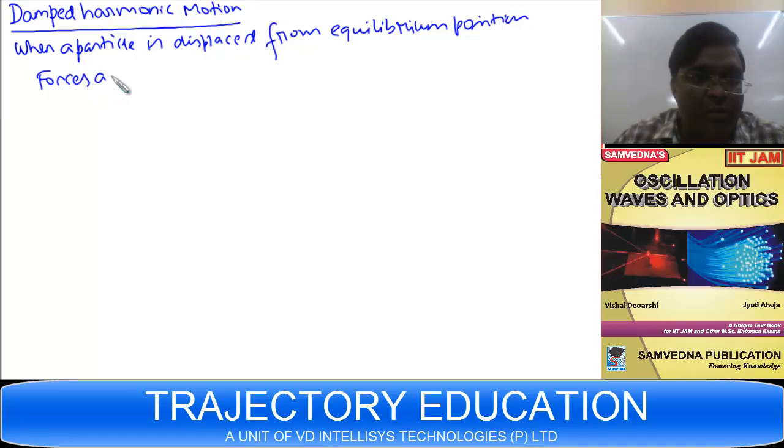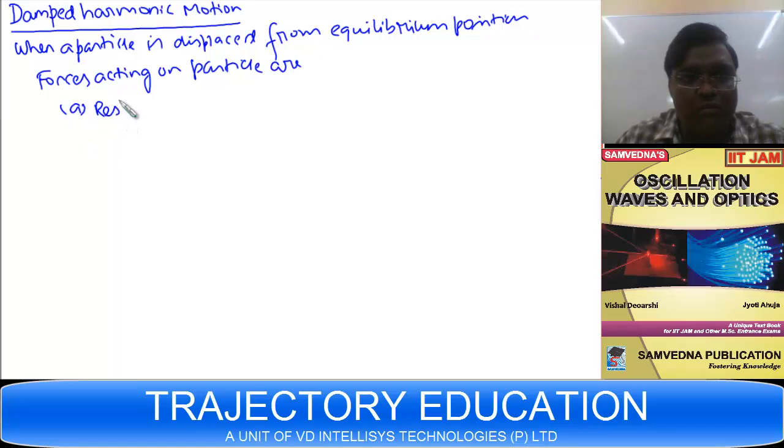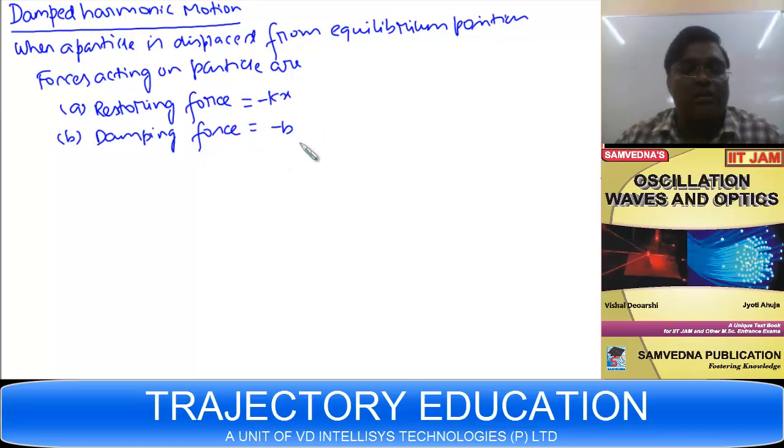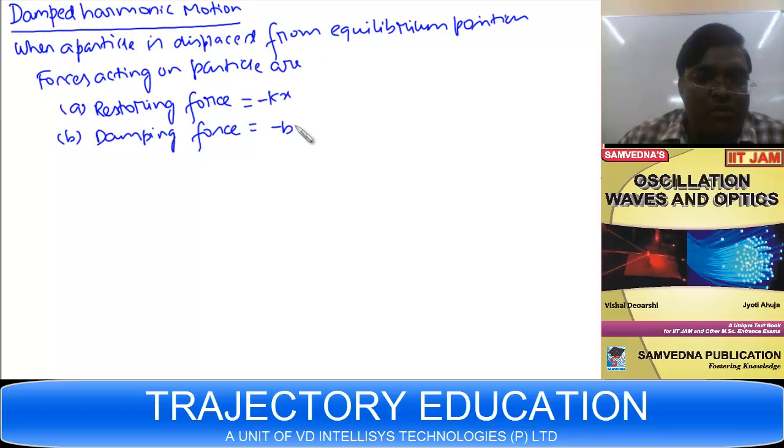The forces acting on the particle are, one is the restoring force, which is given by minus kx. Second, you have a damping force. Damping force is taken as proportional to velocity and opposite to it. This is bv, or b dx by dt. This is the damping force.